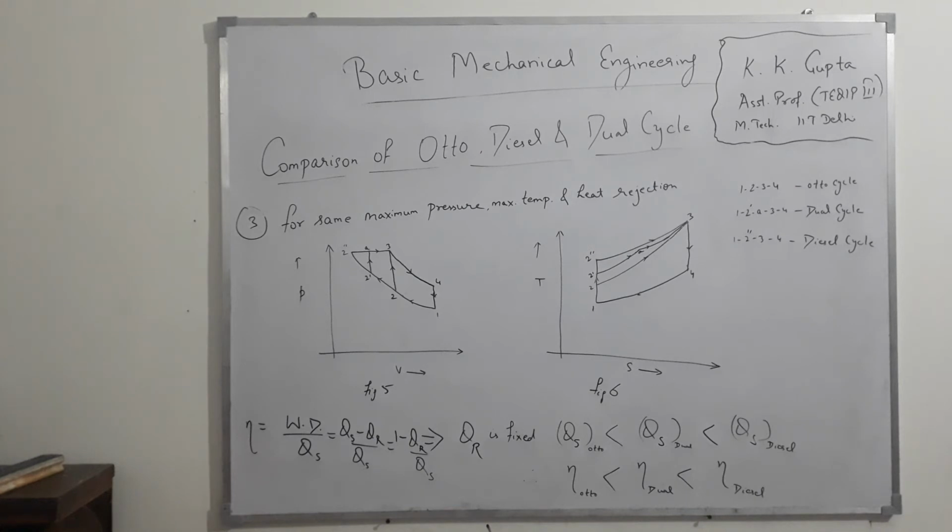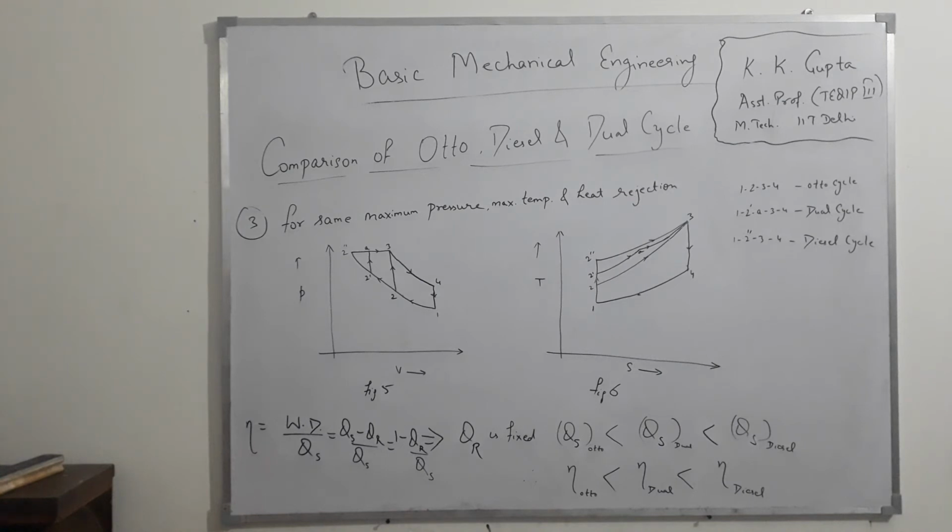Now from figures 5 and 6, we can see process 4-1 is showing heat rejection, which is fixed for all the three cycles. And from figure 6 we can conclude the heat supplied: process 2-3 is showing heat supplied for Otto cycle, process 2-A and A-3 is showing heat supplied for dual cycle, and process 2-3 is showing heat supplied for diesel cycle.